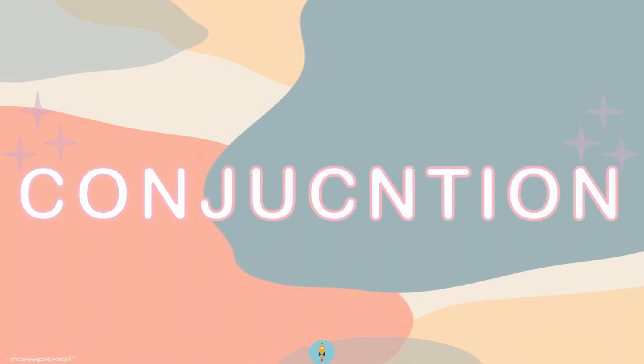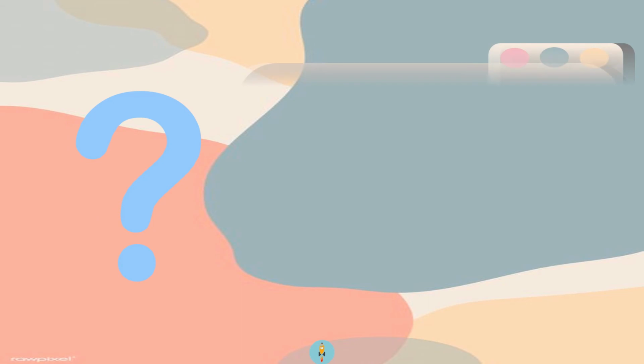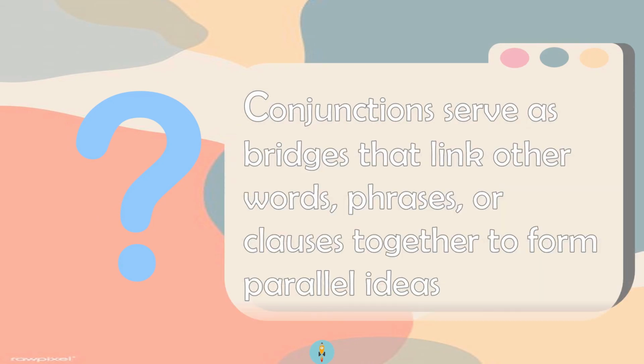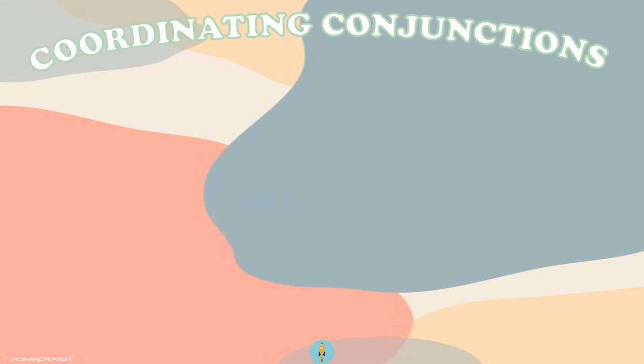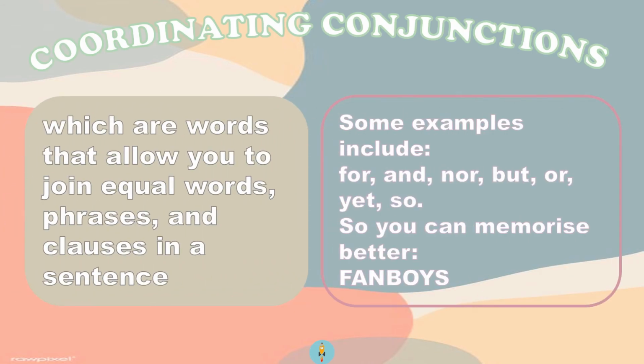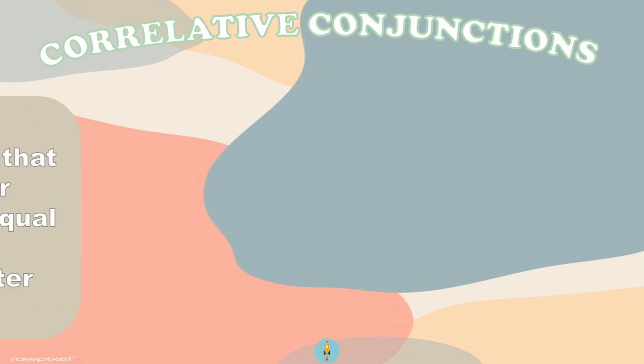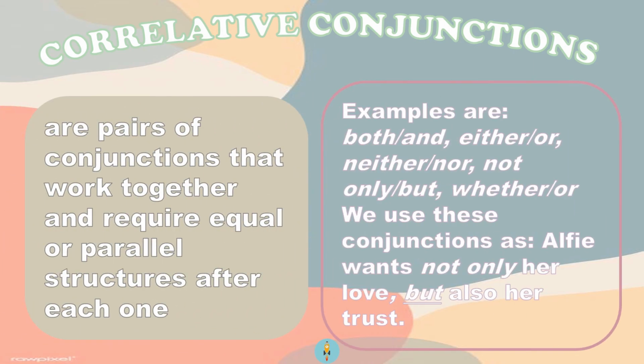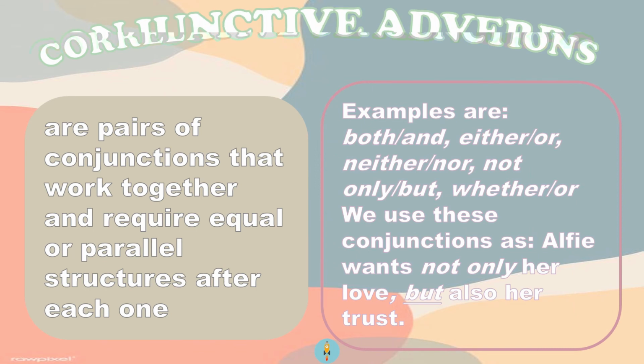Our next part of speech are conjunctions, which serve as bridges that link other words, phrases, or clauses together to form parallel ideas. One type is the coordinating conjunctions, which are words that allow you to join equal words, phrases, and clauses in a sentence. Correlative conjunctions are pairs of conjunctions that work together and require equal or parallel structures after each one.